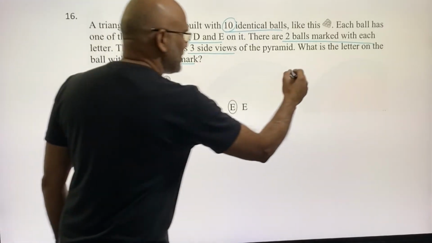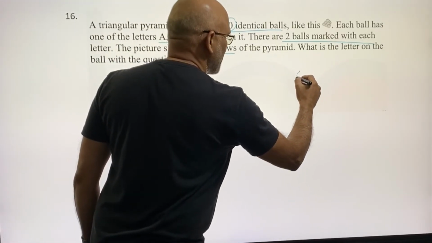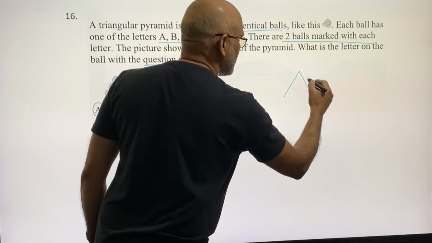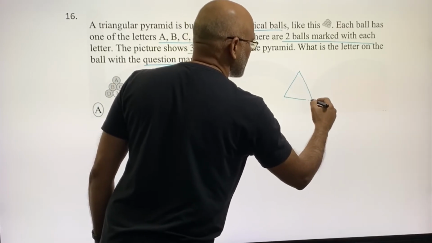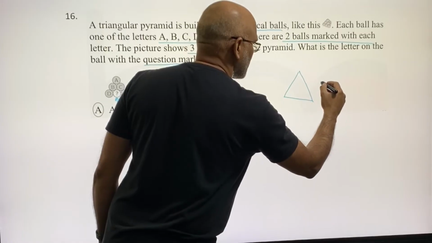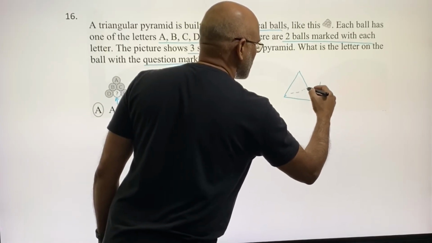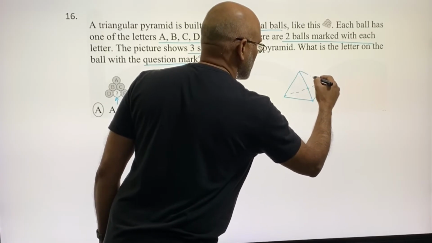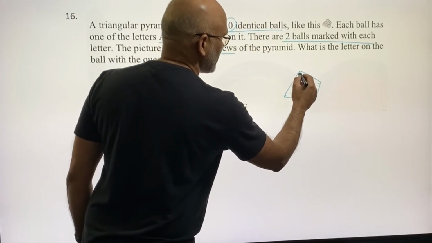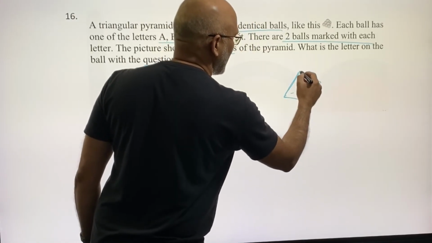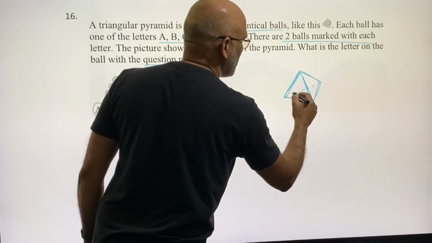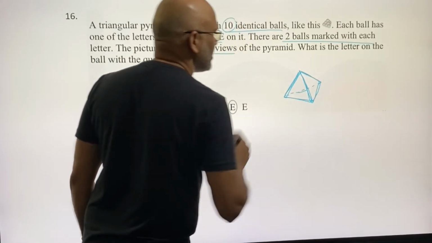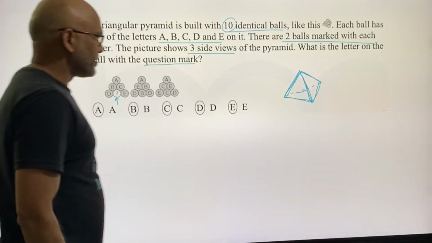So, first, this is how a triangular pyramid looks like. Right? So, it has 1, 2, and 3 side faces, and 1 is the base.